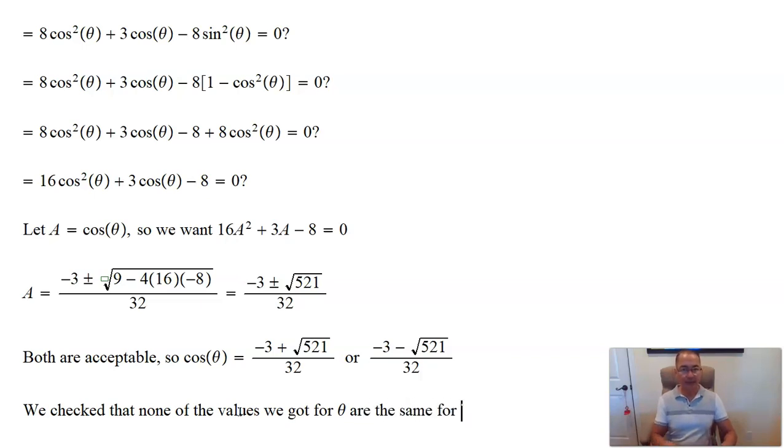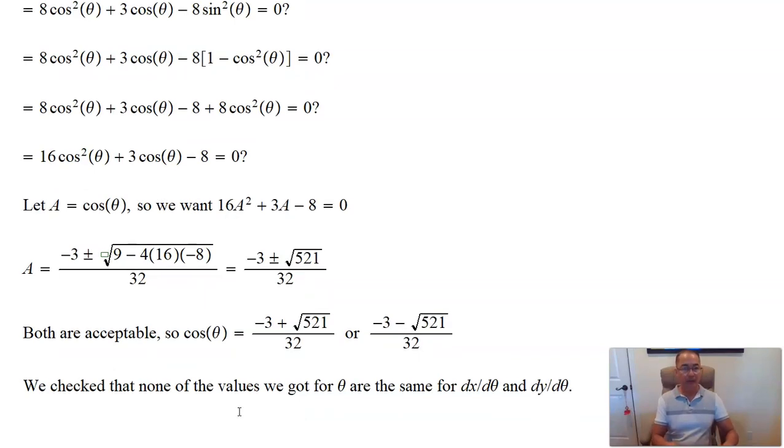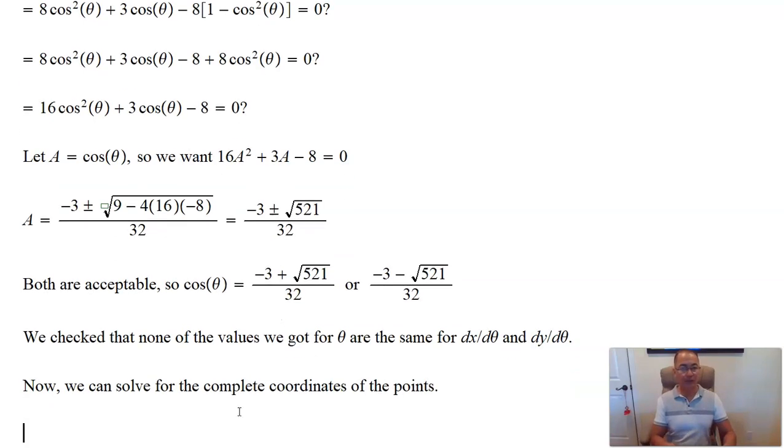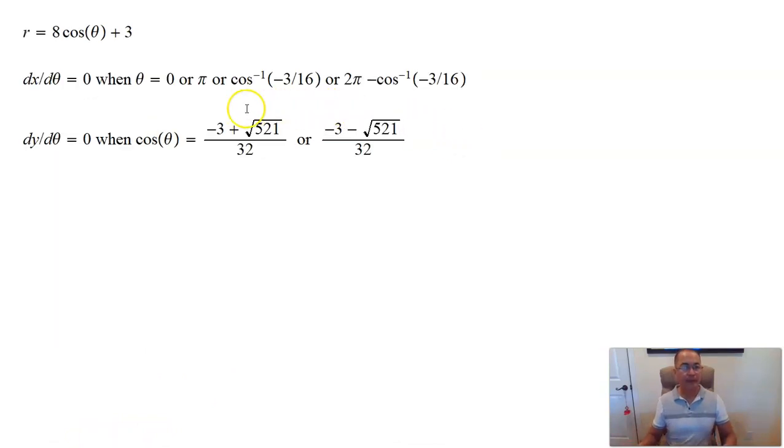For dx by d theta and dy by d theta. Okay, so now we can solve for the complete coordinates of the points. Okay, and of course we will be using the equation of our curve. All right, so let's recap what we have so far. We have the main equation. When was dx by d theta zero? We have these four angles. And dy by d theta is zero for these two values of cosine.